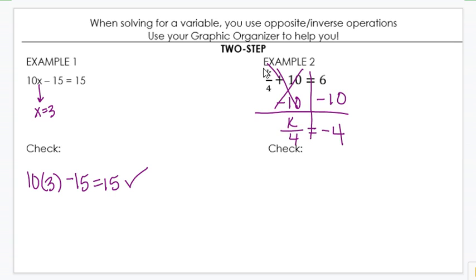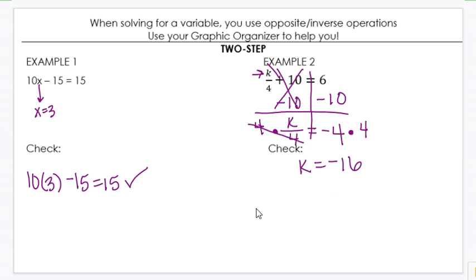Now we're ready to get k by itself, because again, that is our variable, but it's being divided by 4. So the opposite of dividing by 4 would be multiply by 4. And what you do to one side, you do to the other, so we have to multiply by 4 over here. So we're going to cross out divide and multiply by 4, leaving us with just k, and negative 4 times 4 is negative 16. So I'll get k equals negative 16.